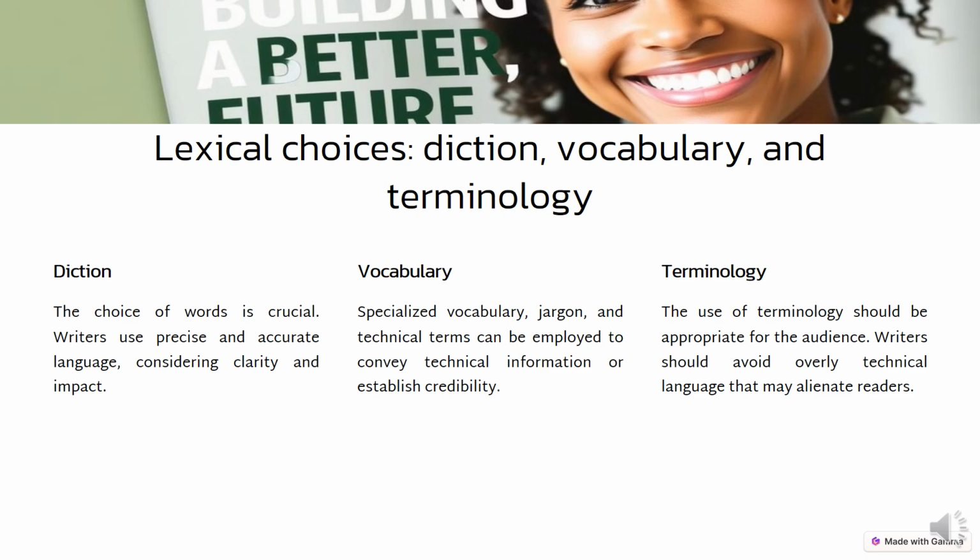What about diction? The choice of words is crucial. Writers use precise and accurate language, considering clarity and impact. Vocabulary. Specialized vocabulary, jargon, and technical terms can be employed to convey technical information or establish credibility. Terminology. The use of terminology should be appropriate for the audience. Writers should avoid overly technical language that may alienate readers.